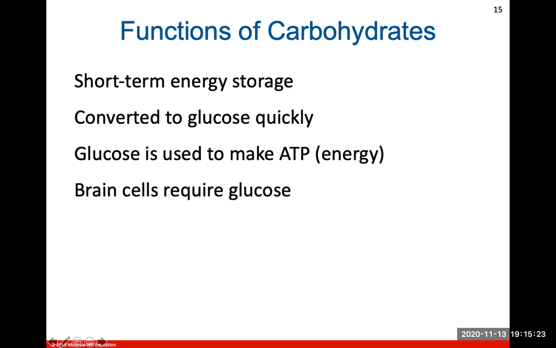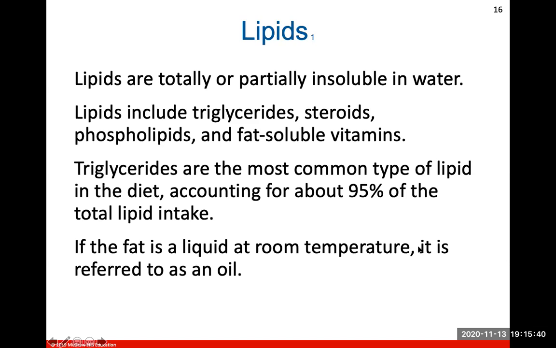Carbohydrates work as short-term energy storage. They're able to be converted to glucose quickly, and glucose is then what goes on into cellular respiration to make ATP, or your body's energy currency, and the brain also uses glucose in its cells.